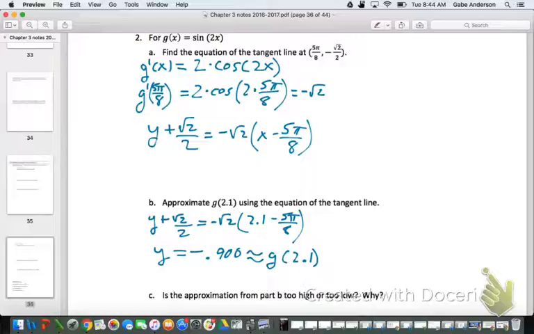Part C, just like number 1, says, is the approximation for part B too high or too low? As before, we are going to use the second derivative connected with concavity to help us get there. So, first thing we ought to do probably is find g double prime. Let's find g double prime. So take a minute to do that, and we'll check your answer here in just a second.